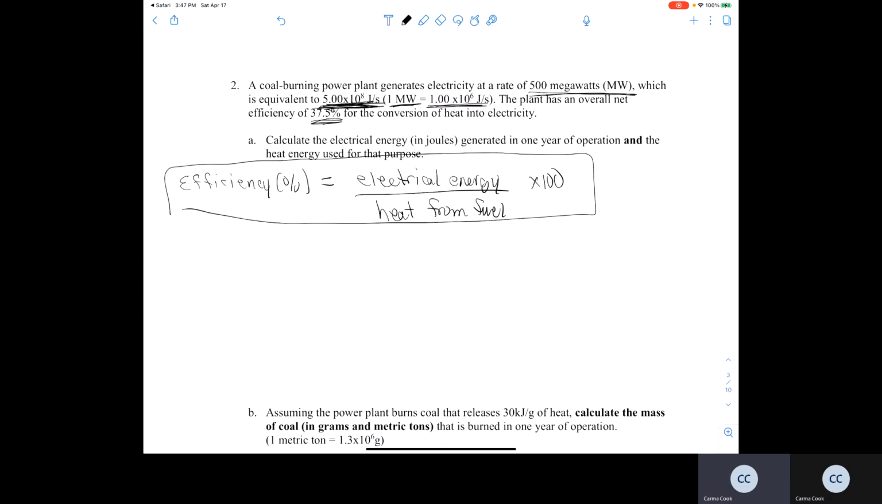So first, let's calculate the amount of electricity generated in a year. We know how much is generated in a second. Every second, this many joules. So the question is asking how many joules per year. That's an easy question. You just got to convert seconds to a year.